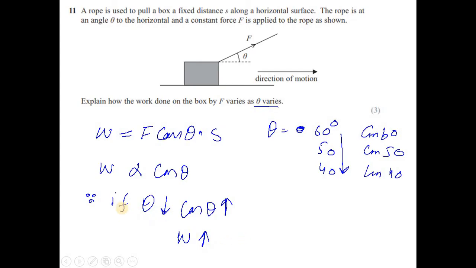So I'm giving you this in shorthand form. You need to write your statement about this behavior. So you say that if theta is decreased, then cos theta is going to increase, due to which the horizontal component F cos theta is going to increase. The horizontal component of the force is going to increase, so the amount of work will increase.